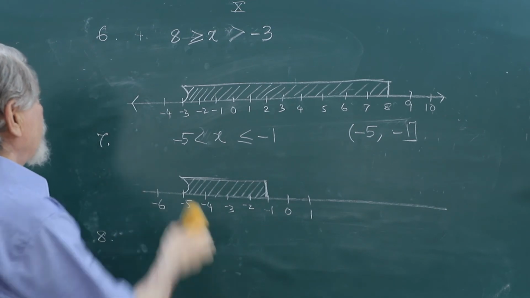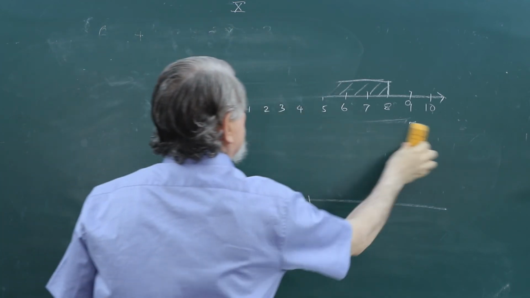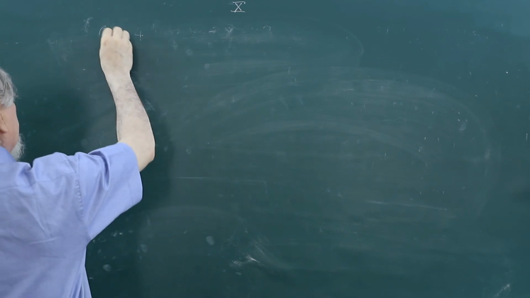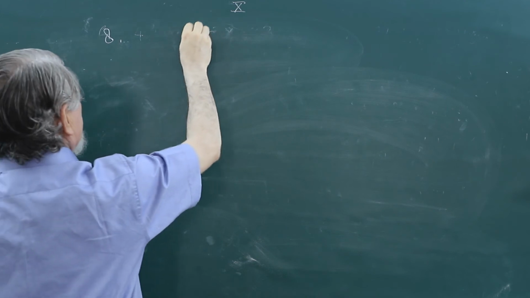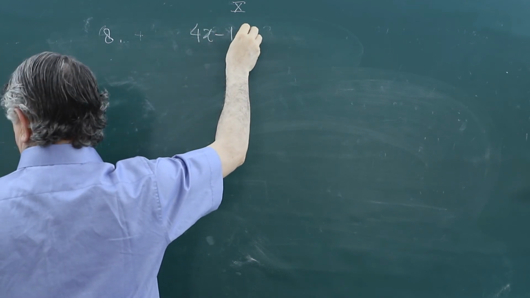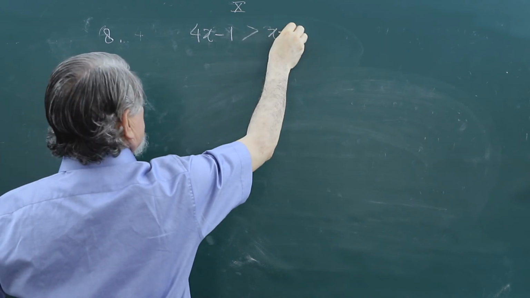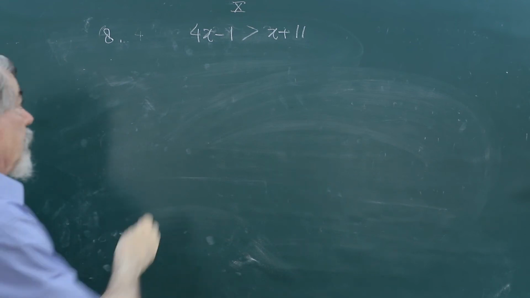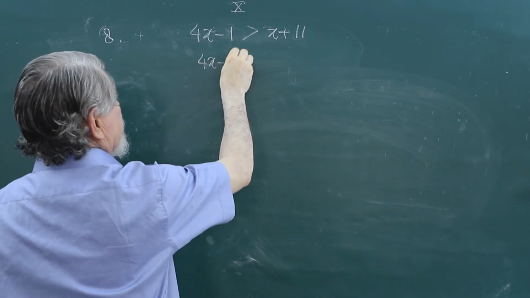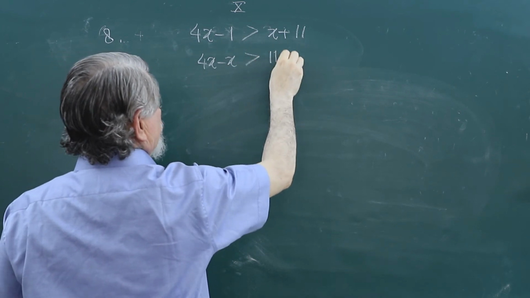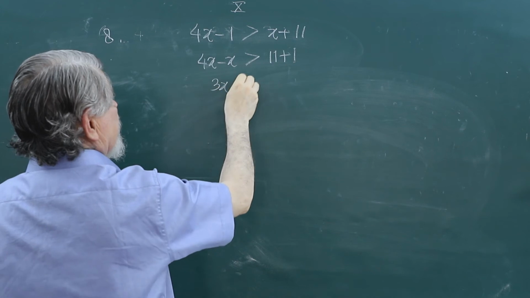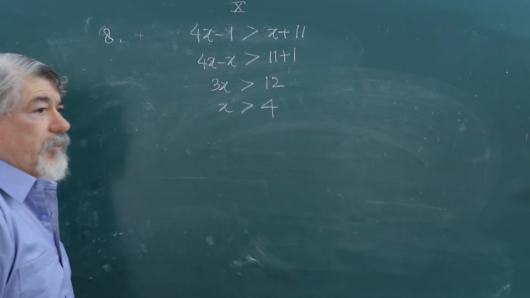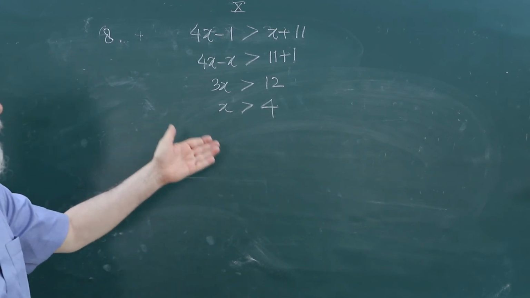Okay, the 8th one we have to solve. In question number 8, the inequation is 4x minus 1 greater than x plus 11. Now you bring the x terms to one side and the constant terms to one side. So 4x minus x, 11 plus 1. So 3x is greater than 12, or x is greater than 4. The values of x will be greater than 4.